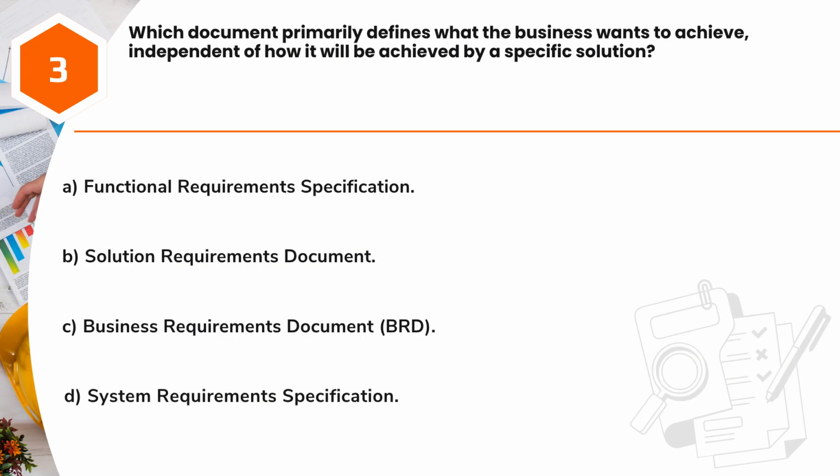Question 3. Which document primarily defines what the business wants to achieve, independent of how it will be achieved by a specific solution? A. Functional Requirements Specification. B. Solution Requirements Document. C. Business Requirements Document, BRD. D. System Requirements Specification.